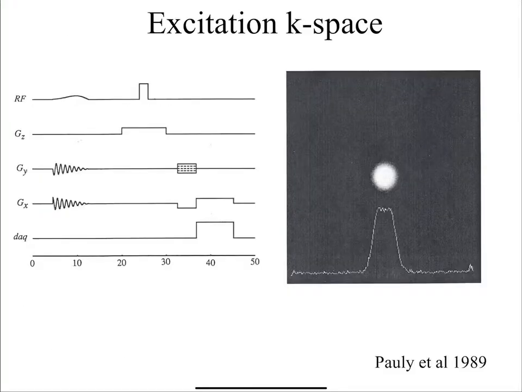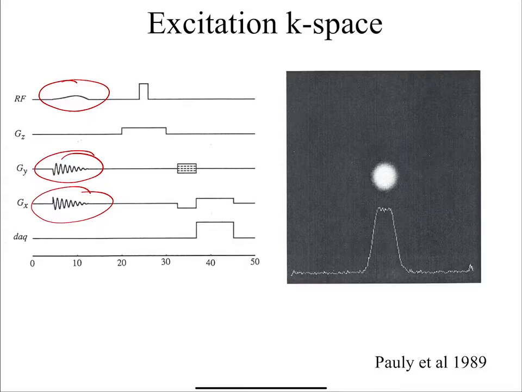This was from John Pauly's first paper, where instead of exciting a slice, he wanted to excite a circle. In this case, you see this RF pulse and these funky gradients here, and he's able to excite a circle of magnetization.